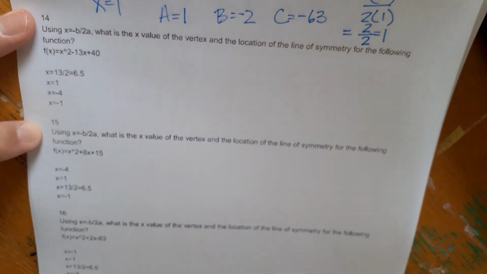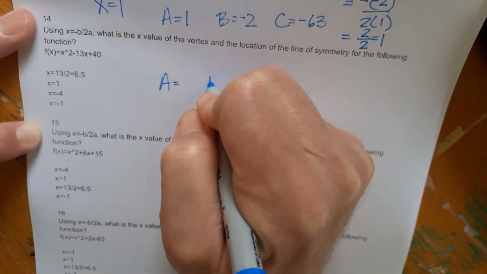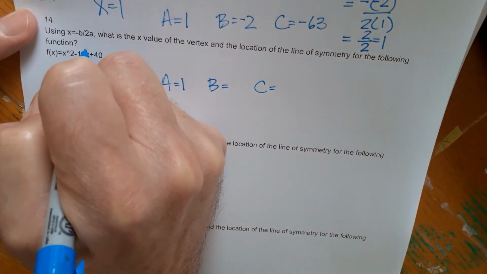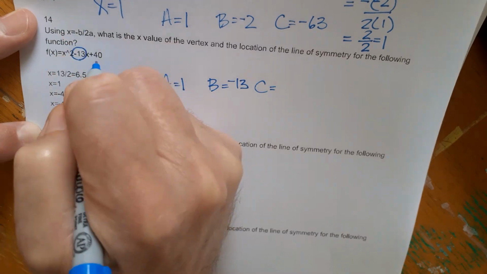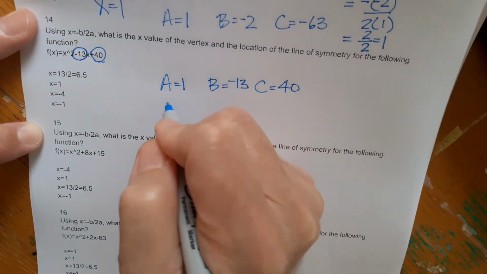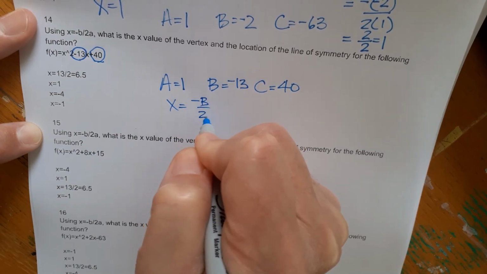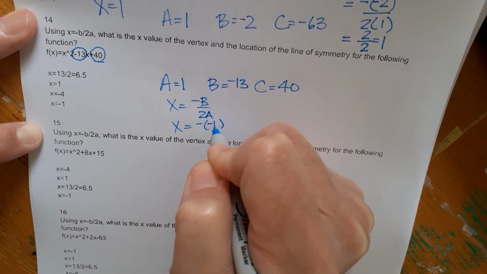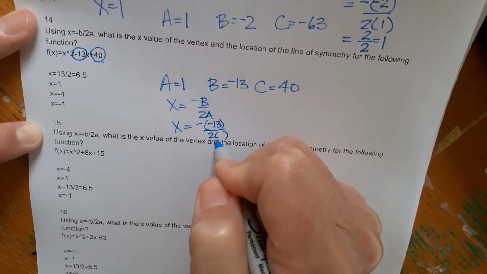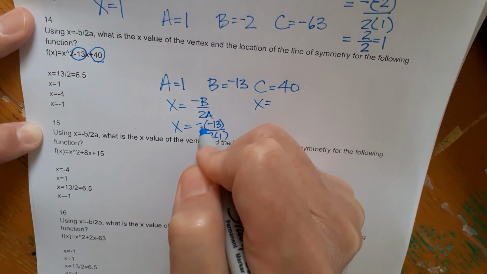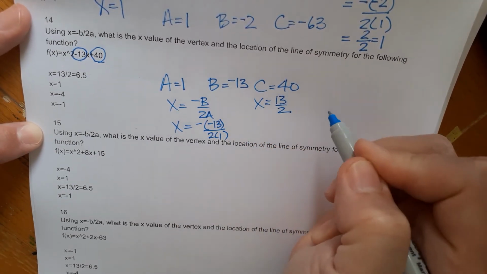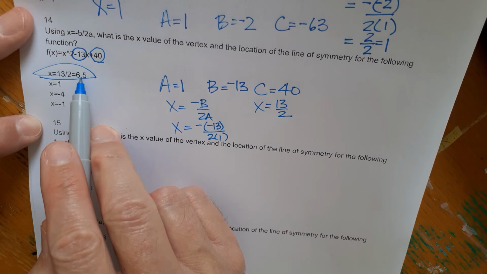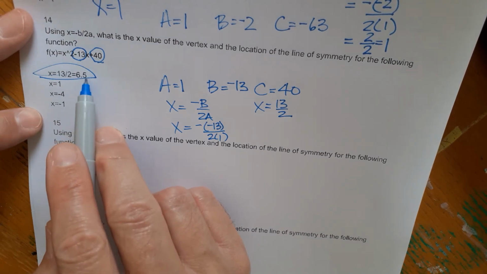Here we go again. Let's go a little bit quicker. We need a, b, and c. A has got to be 1. B is negative 13. C is 40. We know that x equals negative b over 2a. So x equals negative b, so negative, again a negative, negative 13 over 2 times a, which is 1. So the x location is, negative negative is positive, 13 over 2, or 6.5. You know what? That looks a lot like the problem we did. Remember it was 6.5? I'm going to go back and look at that one too.